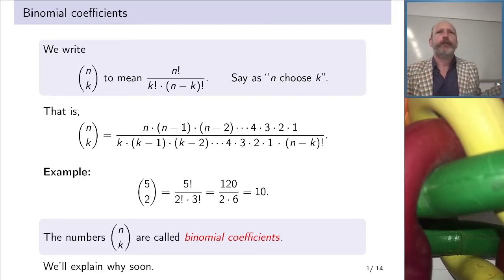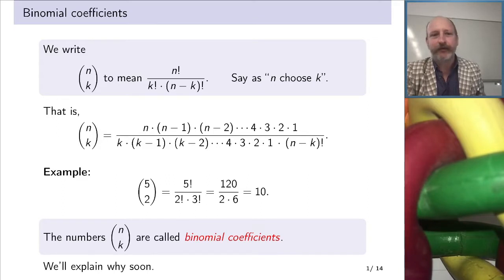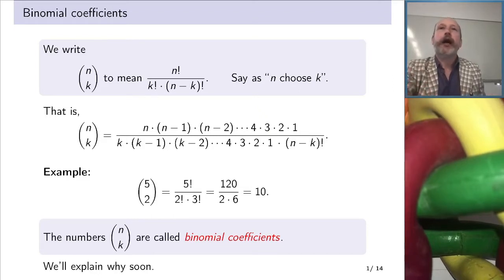I'm assuming that you know what a factorial is, but if you don't, it's just n times n minus 1 times all the way down. So for n choose k, you take n times n minus 1 times n minus 2 all the way down to 3 times 2 times 1. You divide it by k times k minus 1 times k minus 2, and you also divide it by n minus k times n minus k minus 1, and so forth. I didn't write the last one out.